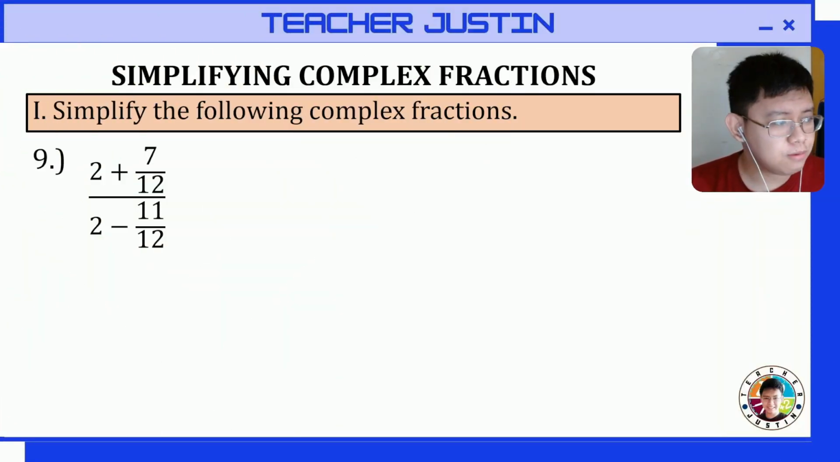So, looking at our fraction, medyo complex nga siya, di ba? So, ang gagawin natin pag magsisimplify tayo ng ganitong complex fraction is for us to get the denominator. So, ang denominator natin, we have 12 and 12.